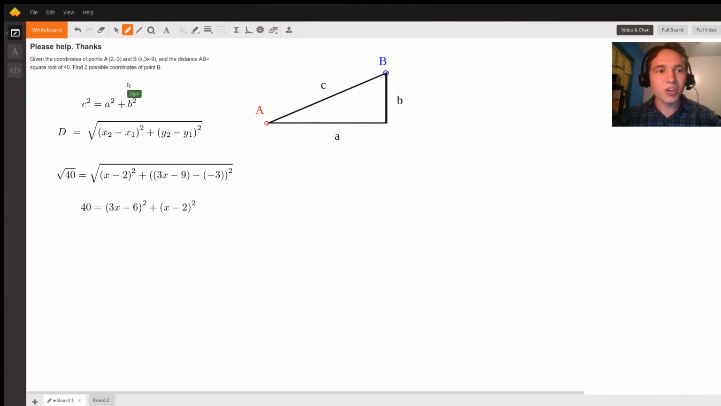All right, so in this question, we're trying to find possible coordinates of point B. Given the coordinates of points A is (2, -3) and B is (x, 3x minus 9), and the distance AB is square root of 40, find two possible coordinates of point B.